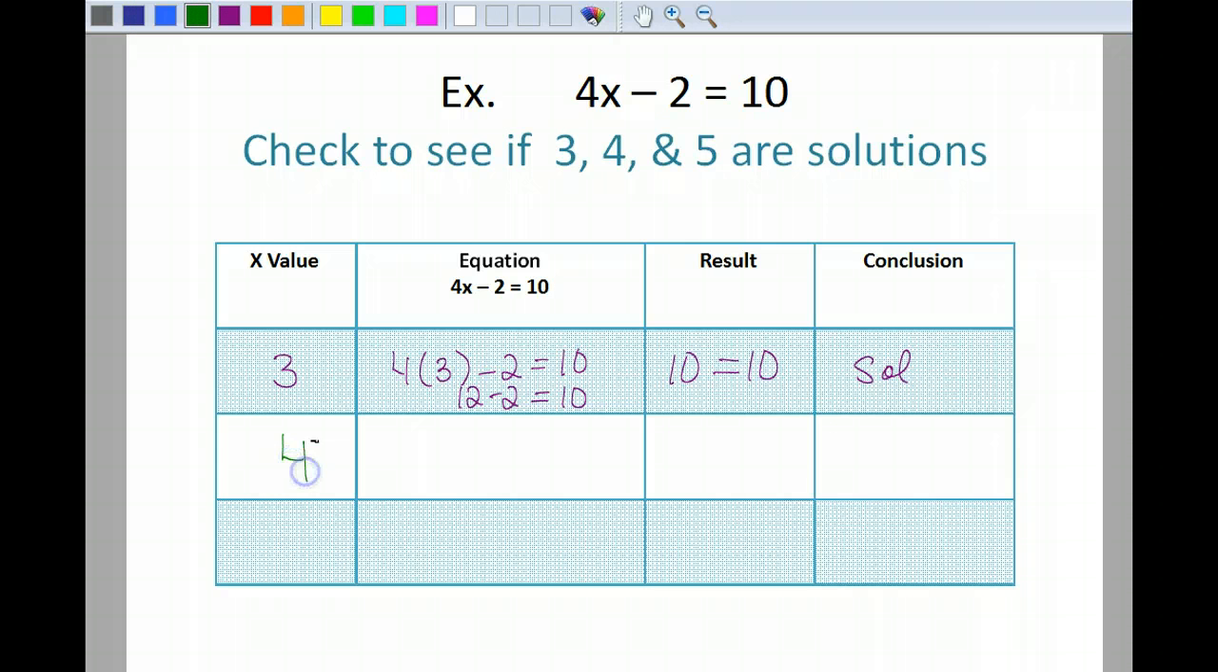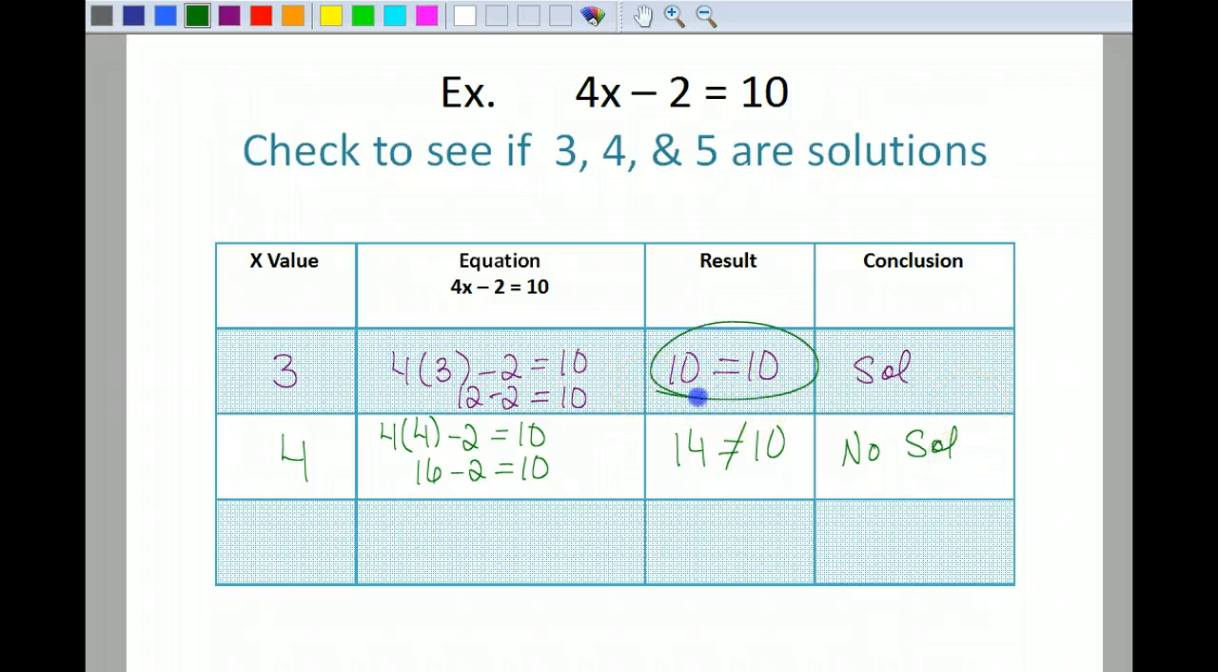Now we have 4. So now we have 4 times 4 minus 2. We want to see if that's equal to 10. 4 times 4 is 16. 16 minus 2 is 14. Is 14 equal to 10? No, so now I have no solution. 14 is not equal to 10, so that's not a true statement, so there is no solution.